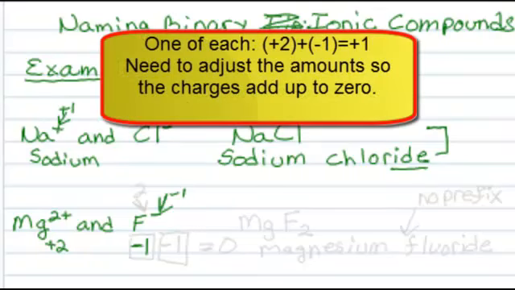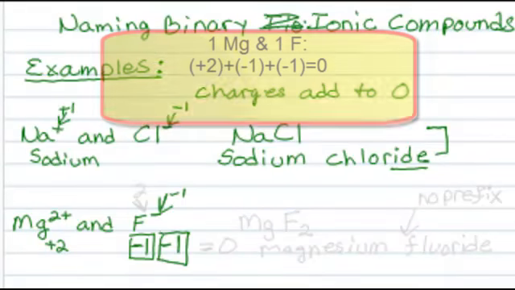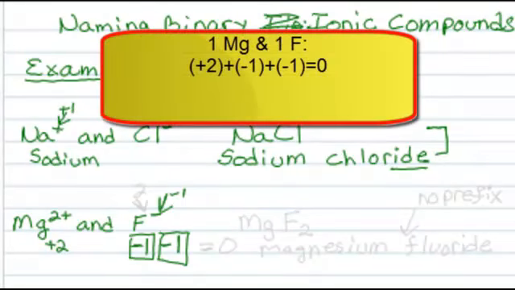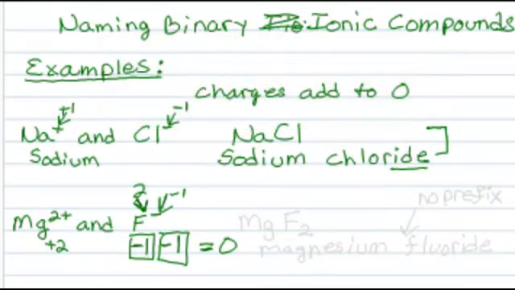Well, the way you do that is to have 2 minus 1s. So +2 and -1 times 2 is going to equal 0, which means that you're going to need 2 of these fluorines to make your formula. So you need Mg, and no number after it means 1, but you need 2 Fs. So your formula is MgF2. And for the name, Mg is magnesium, and F is fluorine, which becomes fluoride.